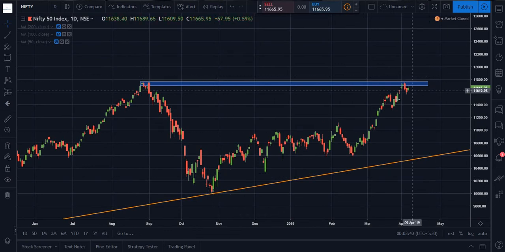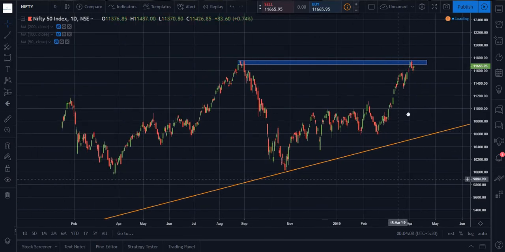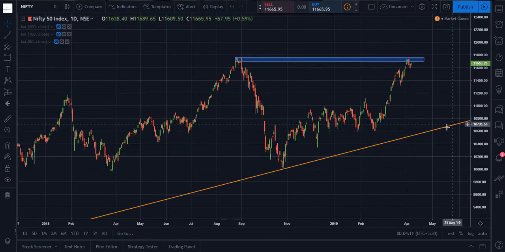Also, for people who know about chart patterns, this is a classical double top pattern. This is top one and this is top two. A double top pattern indicates bearishness. It's a reversal pattern, and whenever there is a double top, there will be some downside correction. So this is one point where we feel that Nifty might correct, right? And another point is this long-term trend line, and if you see, the trend line is very far away from the price.